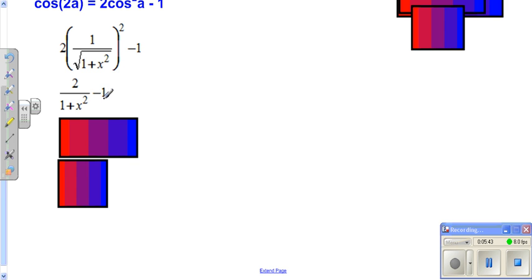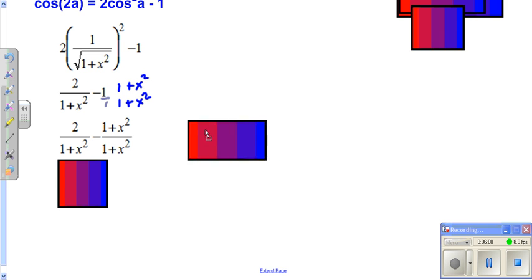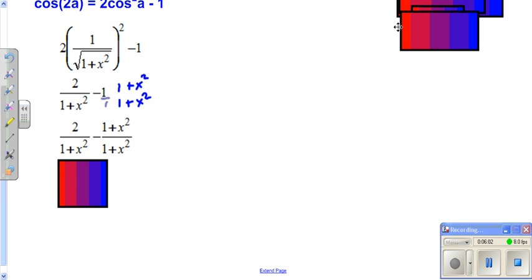So now we have a fraction over a fraction minus a fraction. So you've got to have a common denominator. You get a 1 plus x squared on the bottom for your common denominator. So you've got to multiply the top by that. Then you could write it as 1 fraction all over your denominator.